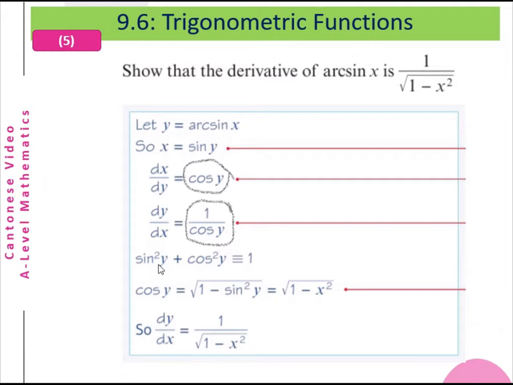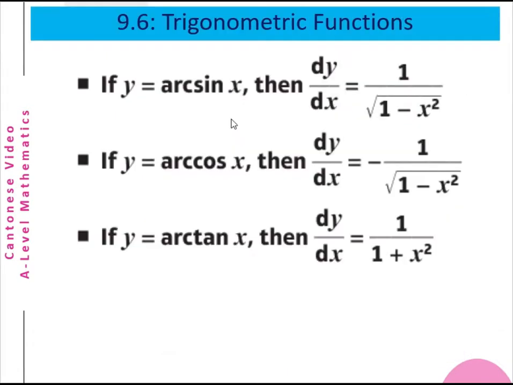And we know that sine squared y plus cosine squared y equals 1, so cosine y is equal to the square root of 1 minus x squared. So we substitute this into here, and we get dy by dx is equal to 1 over the square root of 1 minus x squared. So we have the derivative of arcsine x is equal to 1 over the square root of 1 minus x squared.